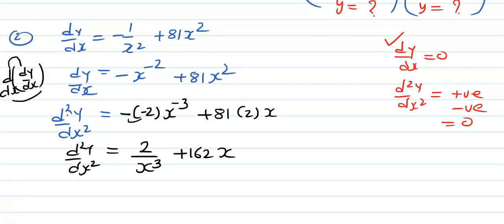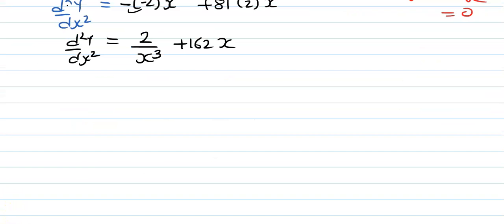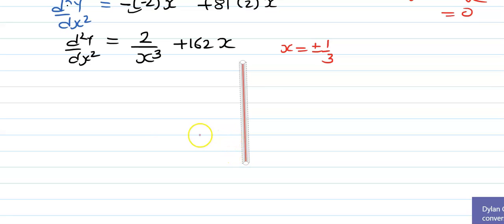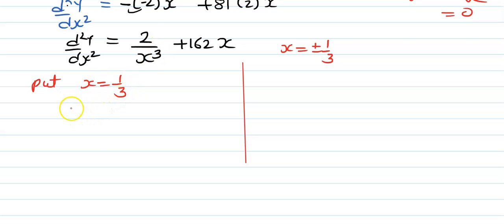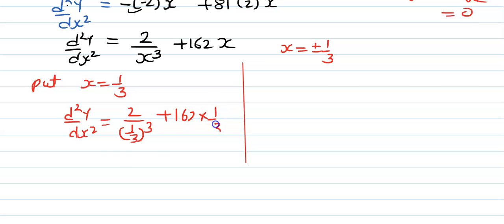Just one minute. Okay, so we got d2y over dx2. Now we need to put the points here. Our points were x equal to plus minus 1 over 3. So let's put 1 over 3 first here. Put x equal to 1 over 3 in this equation and see whether it is coming positive or negative. So it is 2 over x cube, if you put 1 over 3 to the power 3, plus 162 times 1 over 3.